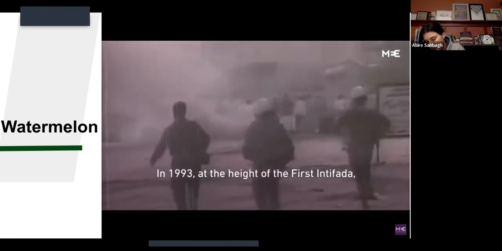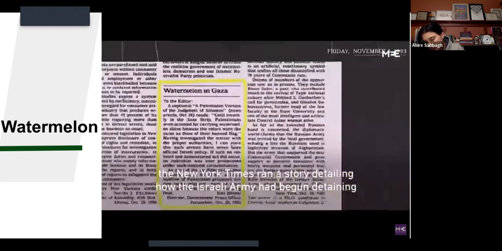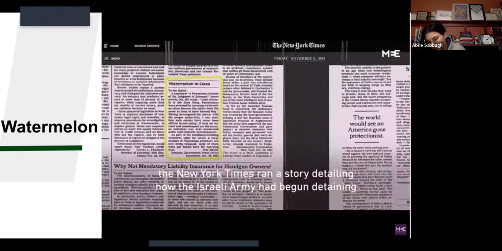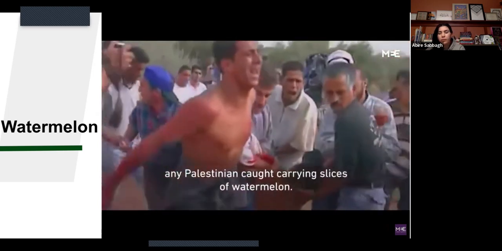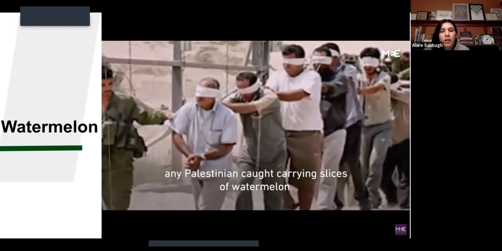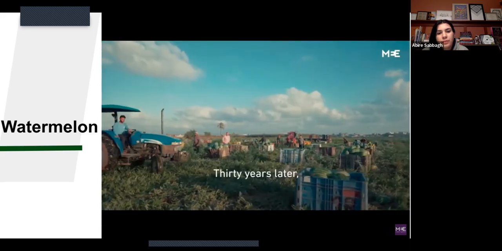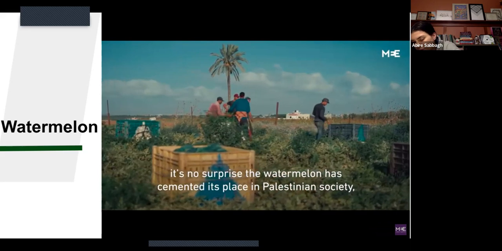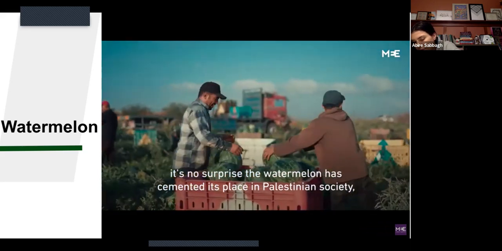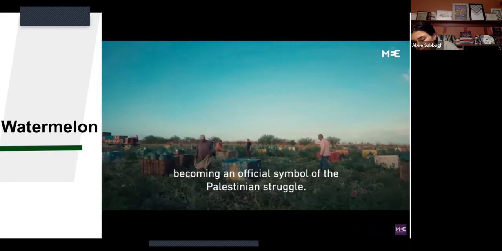In 1993, at the height of the First Intifada, the New York Times ran a story detailing how the Israeli army had begun detaining any Palestinian caught carrying slices of watermelon. 30 years later, it's no surprise the watermelon has cemented its place in Palestinian society, becoming an official symbol for the Palestinian struggle.